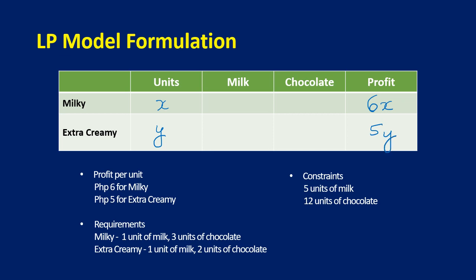And then let's look at the requirements here. Milky chocolate requires 1 unit of milk, so therefore, 1 unit of milk and 3 units of chocolate. That means, for x units of milky chocolate, you need x units of milk and 3x units of chocolate. Similarly, for extra creamy, you have 1 unit of milk and 2 units of chocolate. So that means you need y units of milk and 2y units of chocolate. Okay?